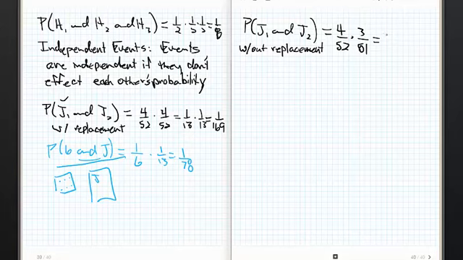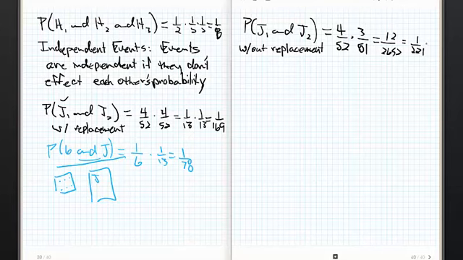You know what? I'm lazy. I know it's 12. Sorry, you guys. I don't mean to be too lazy, but it's getting a little late. 12 out of 26, 52. So if I use my fancy math, I think I can reduce it. 1 out of 221.